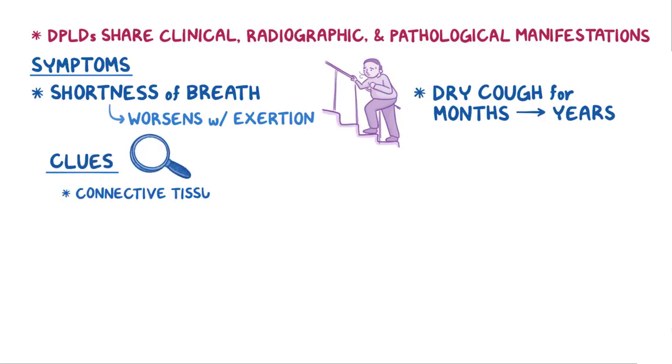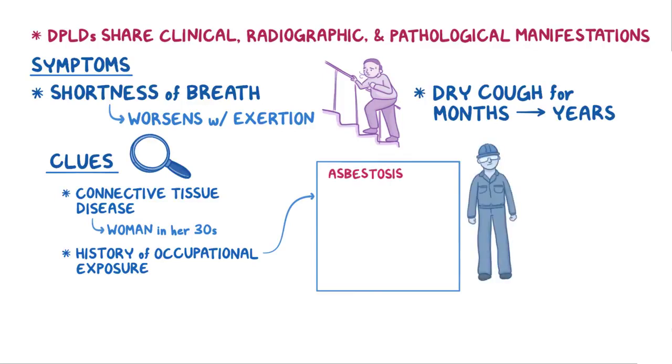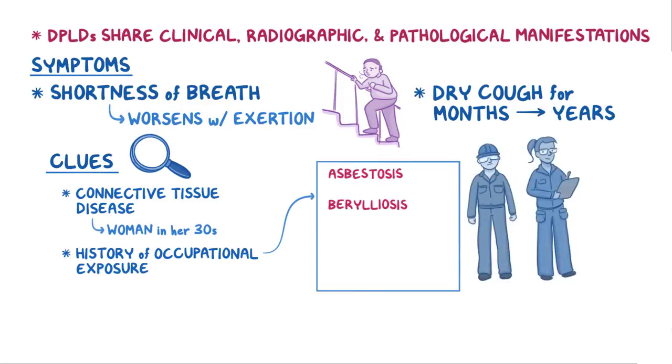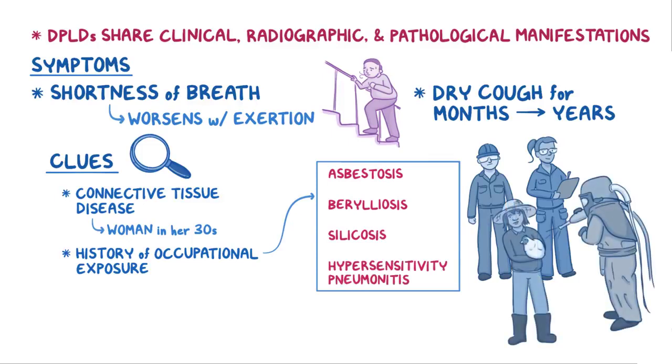Think of connective tissue diseases if there's a woman in her 30s. A history of occupational exposure may also clue to an occupational lung disease, such as asbestosis in a shipbuilder, berylliosis in an aerospace engineer, silicosis in a sandblaster, or hypersensitivity pneumonitis in a farmer exposed to bird droppings. If an individual also has joint pain, think of rheumatoid arthritis. Or go a step further and think of the methotrexate that's being used to treat their rheumatoid arthritis.